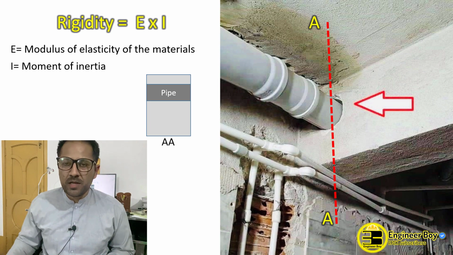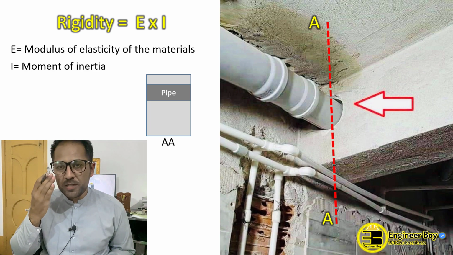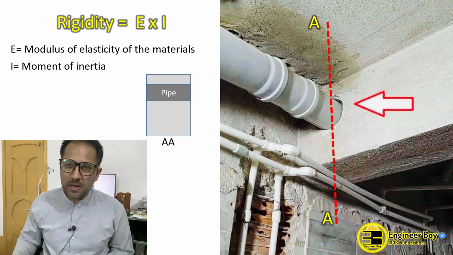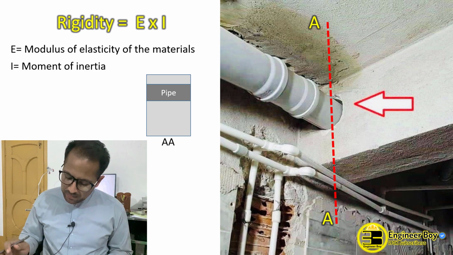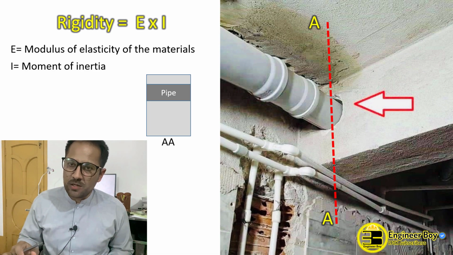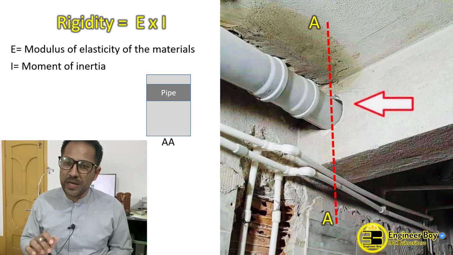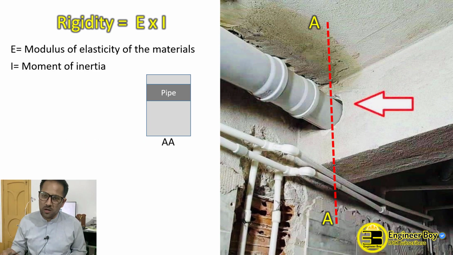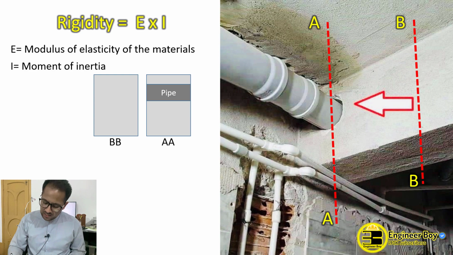Okay, so having more moment of inertia, the beam will be stronger, and with less moment of inertia, it will be weaker. And remember, the moment of inertia is going to be less in the same section where we have just drilled the hole. Okay, moment of inertia at section BB is going to be more with respect to the moment of inertia at the section AA.